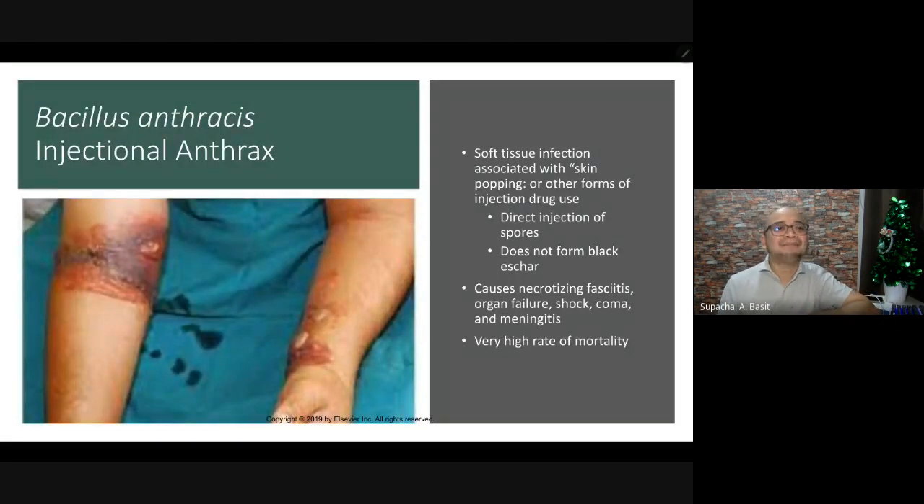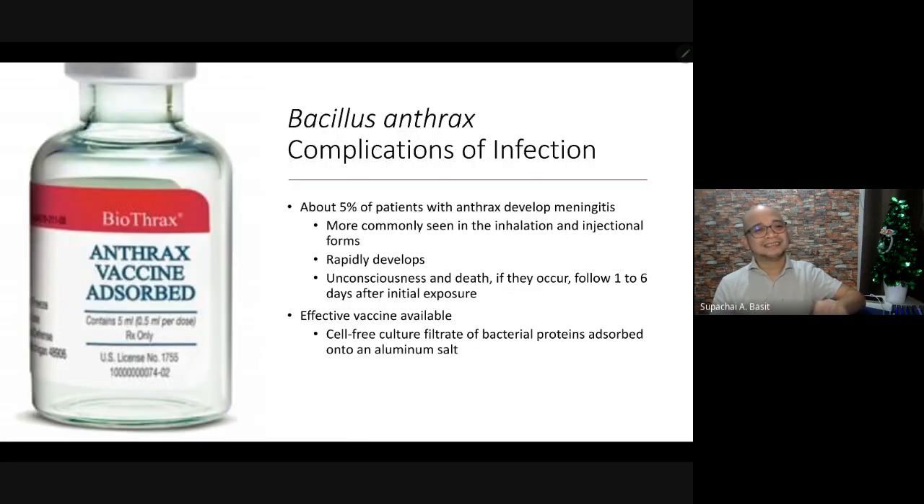It's difficult to diagnose and it's very rare, and it only accounts for less than 1% of the infections. And then the fourth type is injectional anthrax, mostly affecting the soft tissue with skin popping or other forms of injection drug use. Because when we inject drugs, sometimes we also inadvertently inject the spores. Unlike cutaneous anthrax, it doesn't form the black scar, but it can cause necrotizing fasciitis, organ failure, shock, coma, and meningitis, and it has a very high mortality rate. So do not be a drug addict.